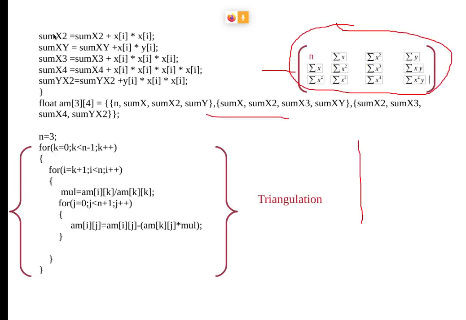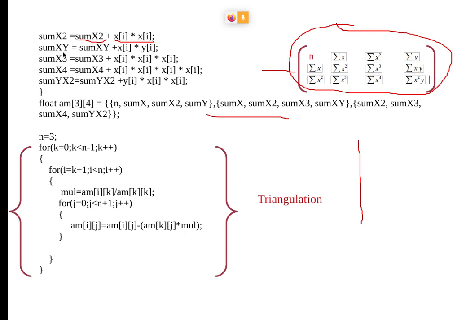And we need to find the sum x2, that is sum x square, that is the previous sum x2 variable plus, it is already initialized to 0. Initially the sum value will be 0, and each time whenever I am adding a value, it will be added to the previous sum. And here I need to add the square of x, so x of I into x of I will be added with the previous sum.